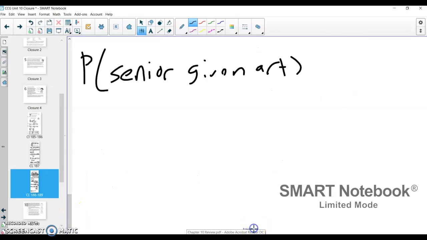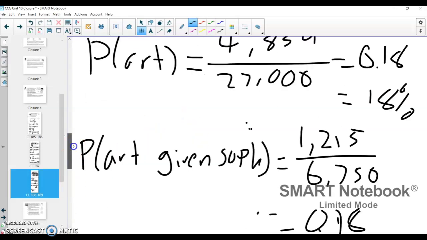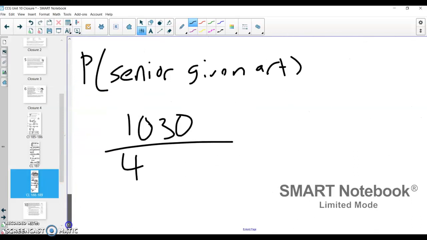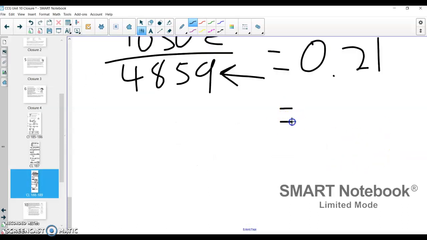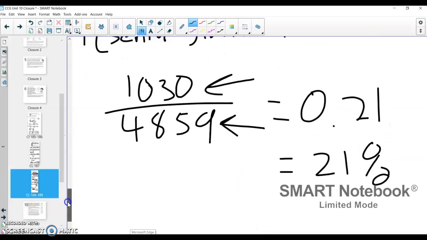Sorry, I'm going to extend this. Set up our probability as 1,030 divided by 4,859, because again, that is your seniors in performing arts over the total number of performing arts, and that gives you a decimal of 0.21, which is 21%.